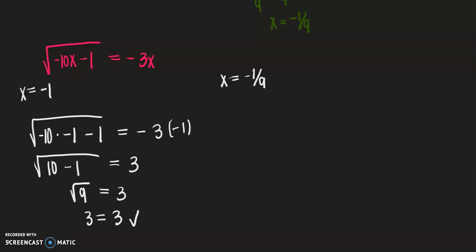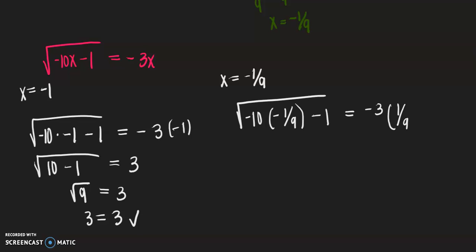Okay, next we're going to go ahead and try plugging in the 1/9. Alright, and over here we're going to get 10 over 9 minus 1 equals, and then this would give us 1/3. Okay, so I'm going to go ahead and get common denominators here.